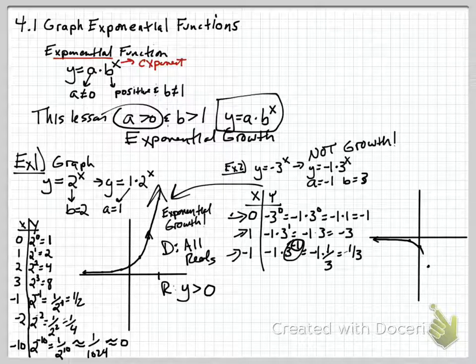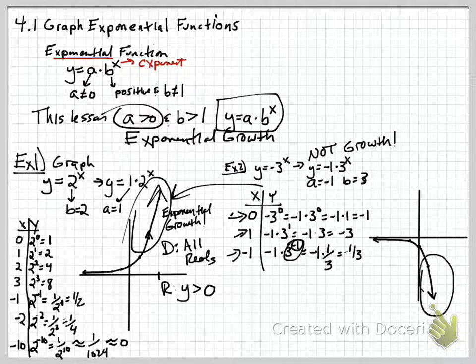As I move to the right, it moves downwards and falls off very quickly, much the same way our graph over here grew exponentially very fast. Our graph over here falls off in the same manner. As a matter of fact, these two graphs are related. They're kind of like reflections of one another. The only problem is the base I changed to a 3 instead of a 2.